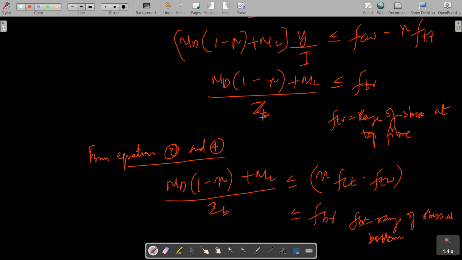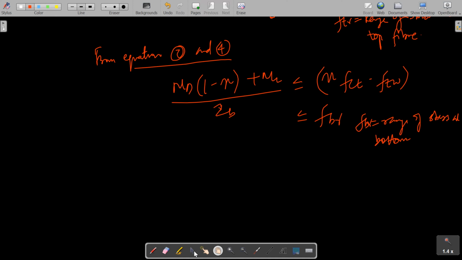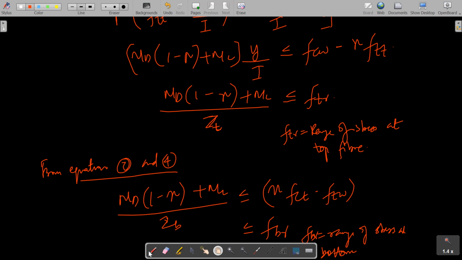So once we have obtained this, rearranging the equations for ZT and ZB, I will get the section modulus required. That is rearranging these two equations. Suppose I am calling these equations number 1, 2, 3, 4 as done, this is 5 and this is 6. I am calling these equations number 5 and 6.